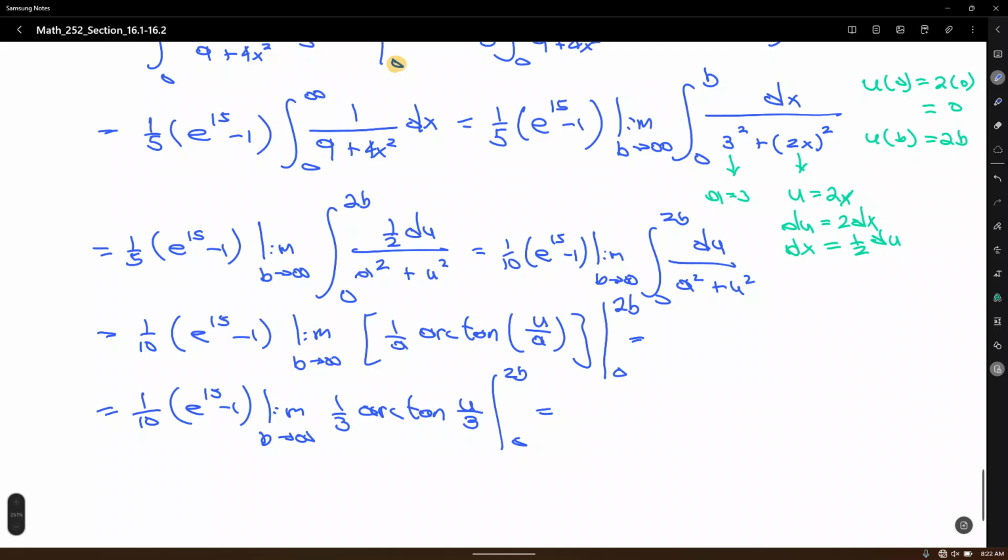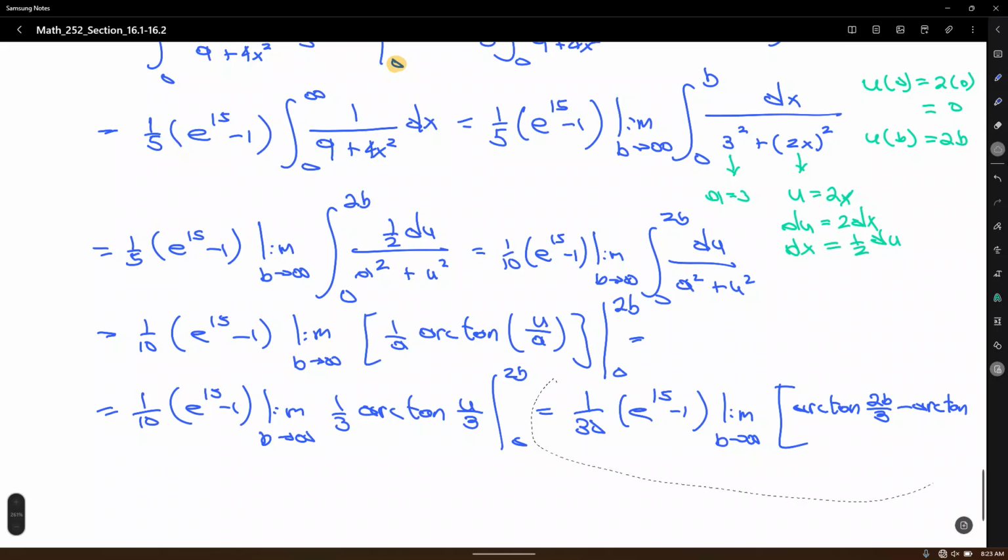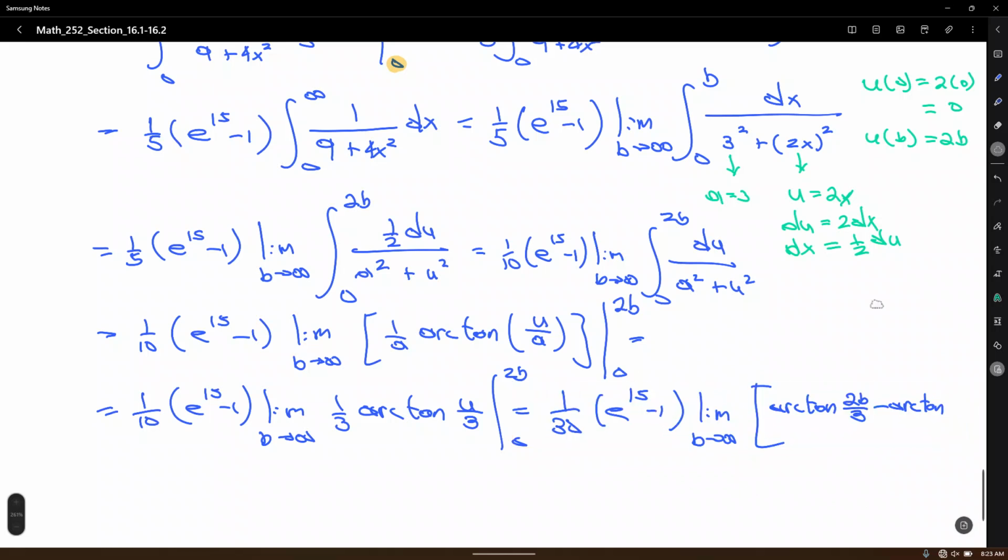Okay, so I'm going to do two things at the same time. I'm going to multiply that 1/3 with the 1/10 outside. That's going to give us a 1/30 e to the 15 minus 1, limit as b approaches infinity of arctan of 2b over 3 minus arctan of 0 over 3. You guys agree it's going to be 0? So just zero it out, right? Let me make some space. Arctan of 0.